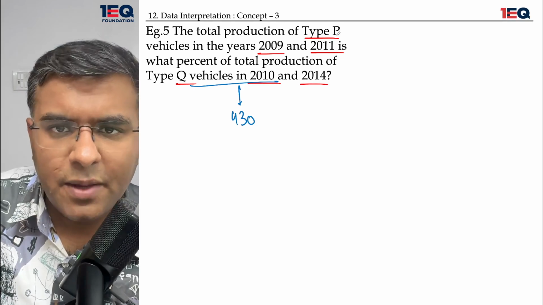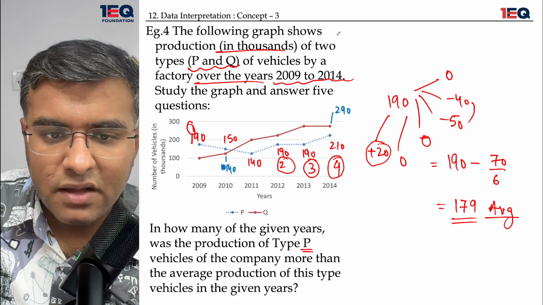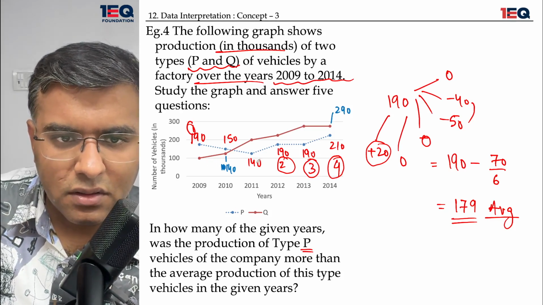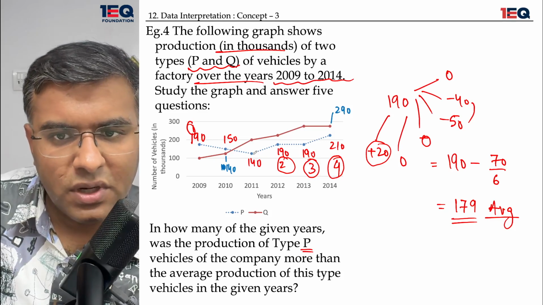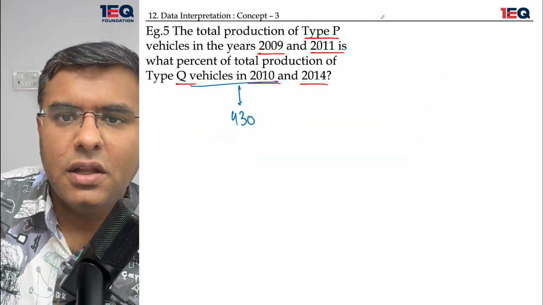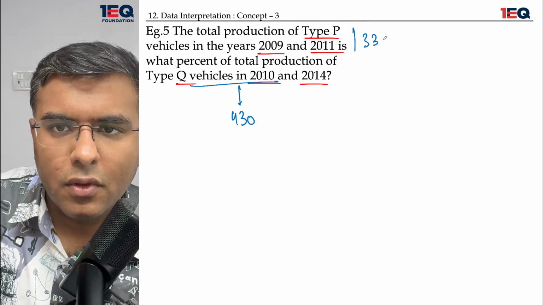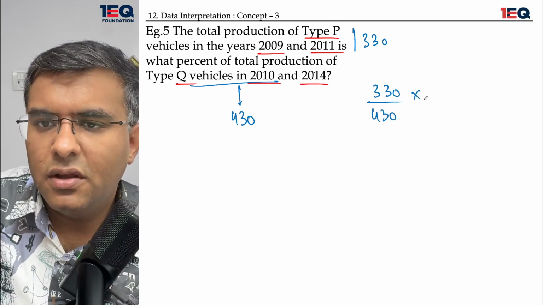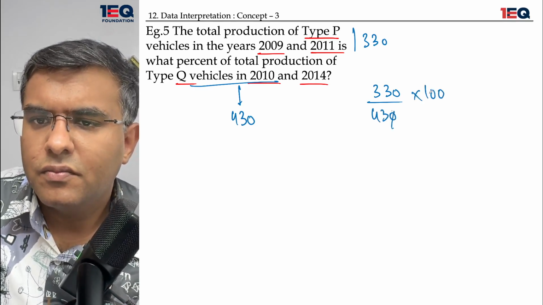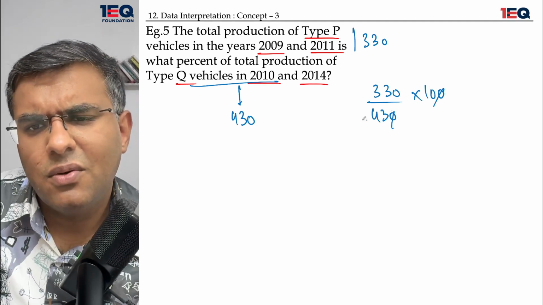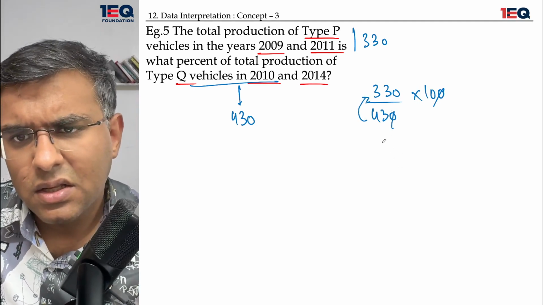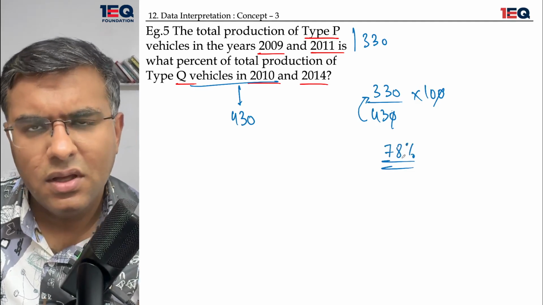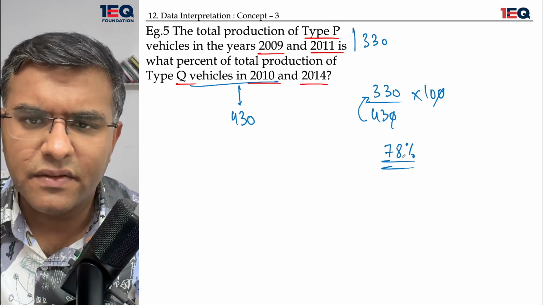The total production of type P in 2009 and 2011 is 330. So my question is 330 upon 430 into 100. This should come out somewhere around 75%, a little more than that. Okay, so around 78% should be the answer. This is the safe answer which I have given.